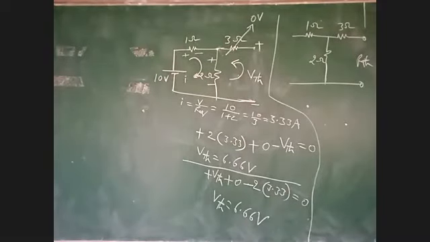Now see here, write down this note. While determining RTH, that is Thevenin resistance, short all the voltage sources and open all the current sources.